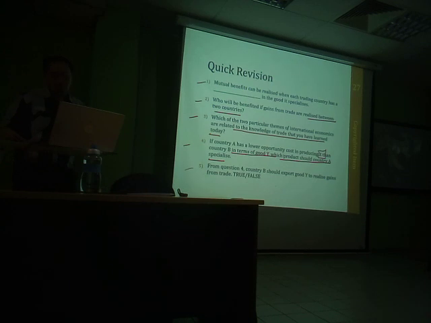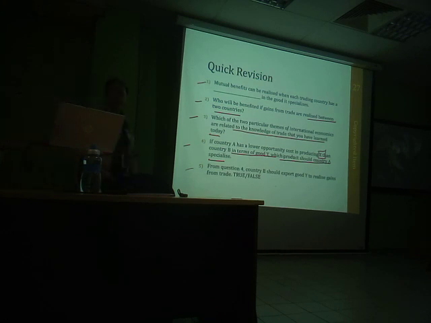Question 5. From question 4, country B should export good Y to realize gains from trade. True or false? True. Because country B has comparative advantage in Y. So country B should also specialize in Y and export Y. Okay, right. So the answer is true.